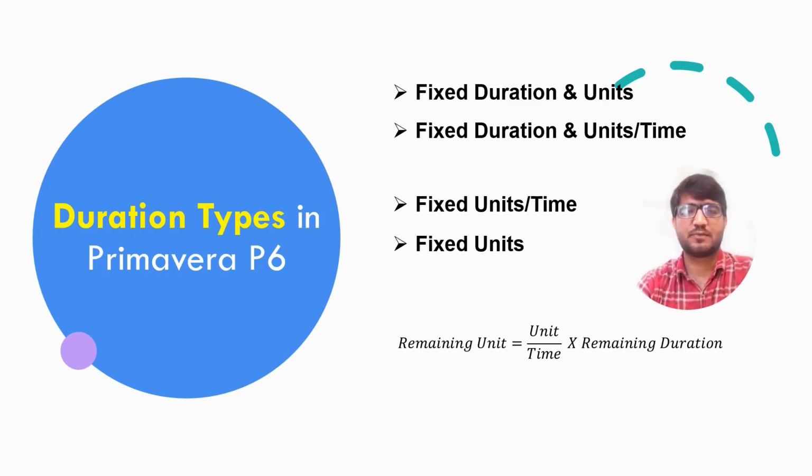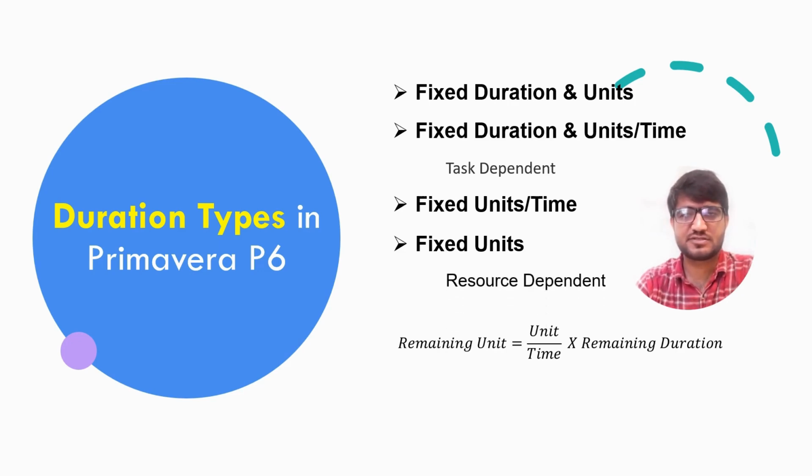These are the four types of duration. The first two are task dependent and the rest of the two are resource dependent. Let me bring some clarity. Task dependent means the schedule is the limiting factor in our project, whereas resource dependent means resource availability or the cost is the most critical aspect of our project.